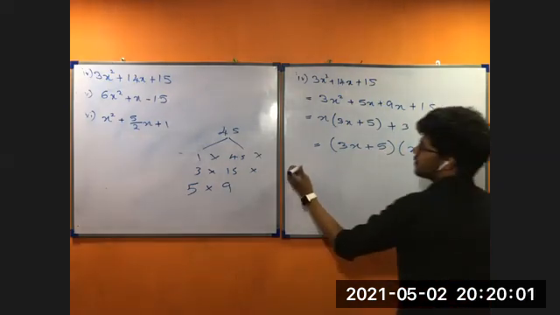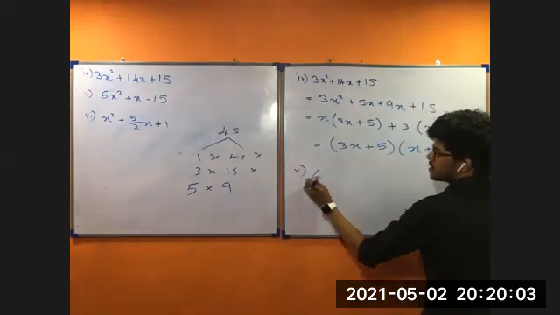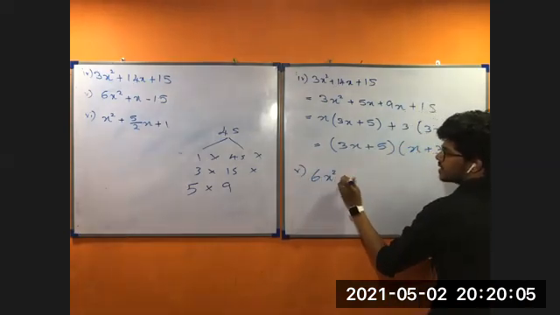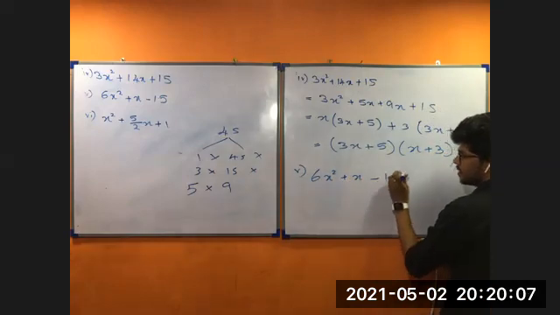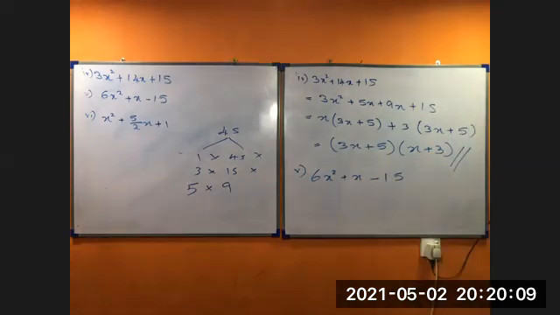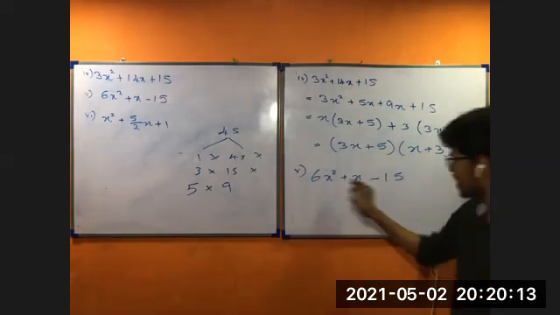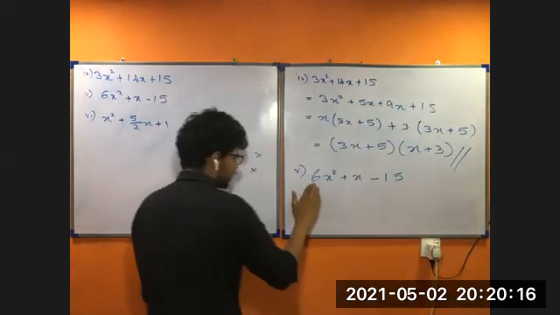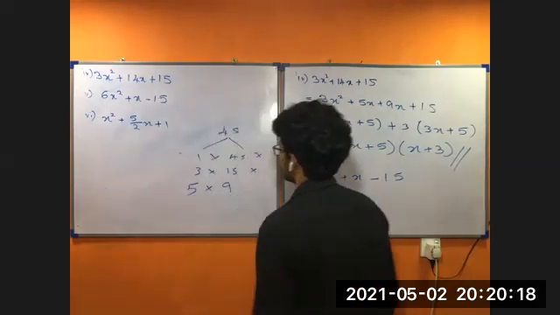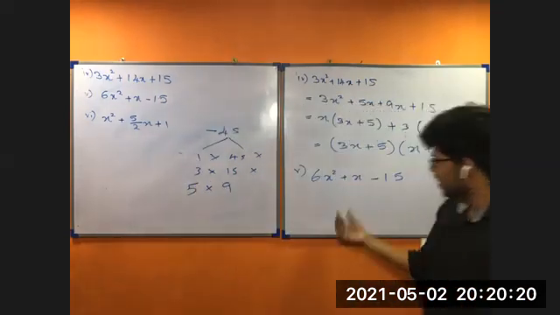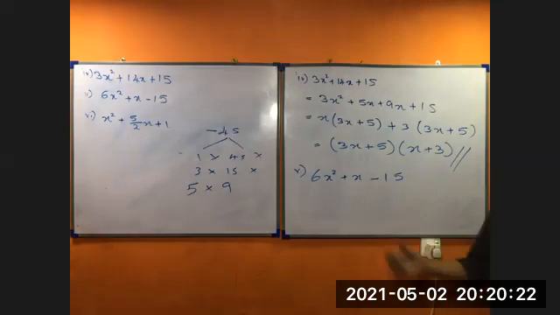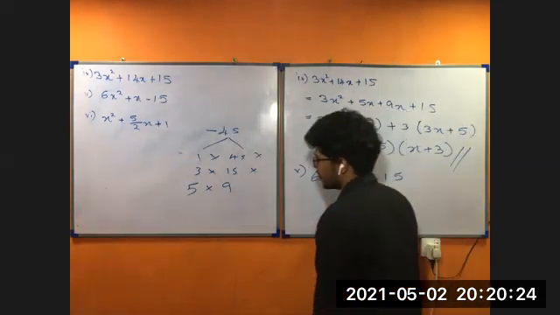And fifth one, 6x squared plus x minus 15. So it is again 6 times 15, but it is minus, right? 6 times minus 15. So this is going to be a minus now. And again, you need to make a plus 1 here. So plus 1. So how to make a plus 1?